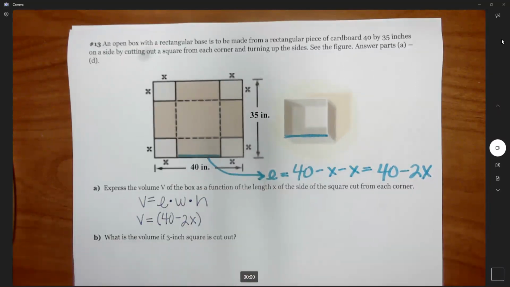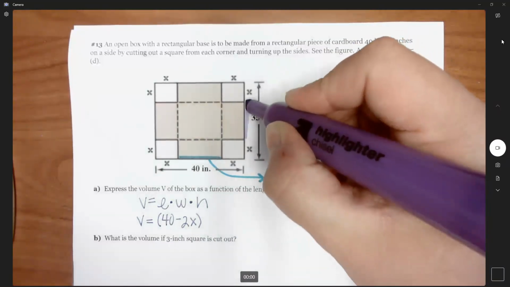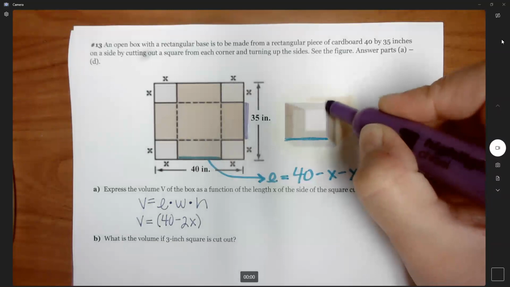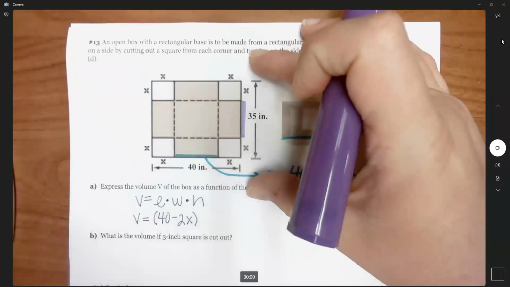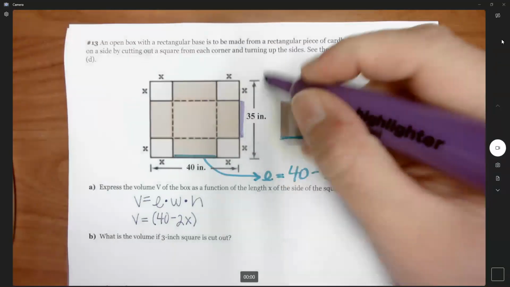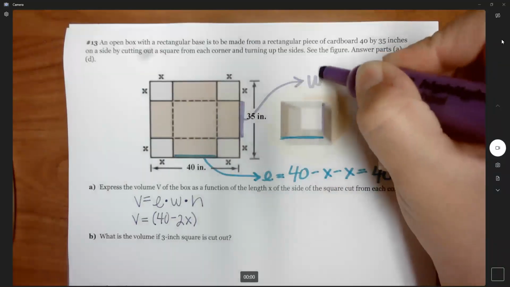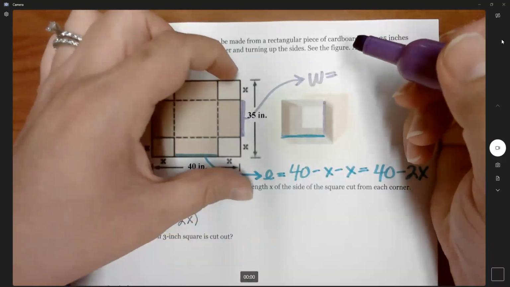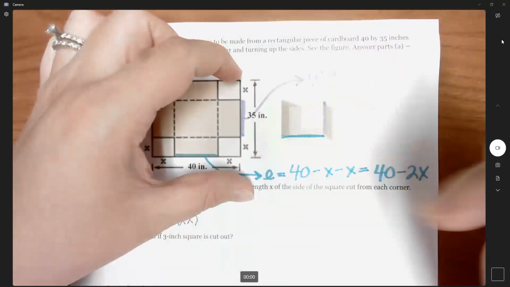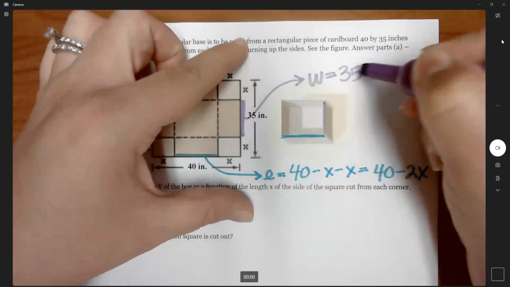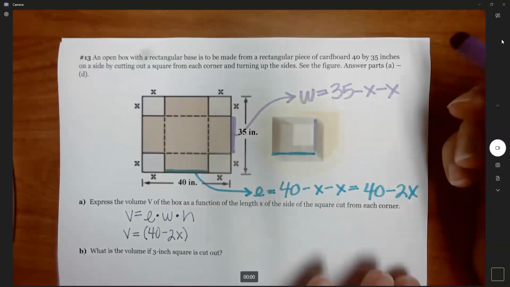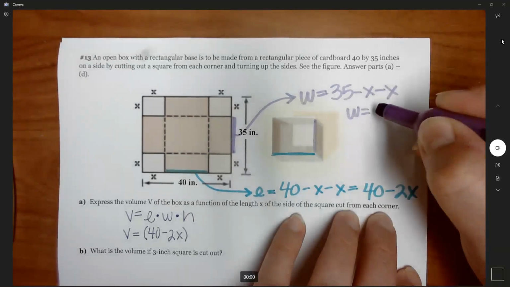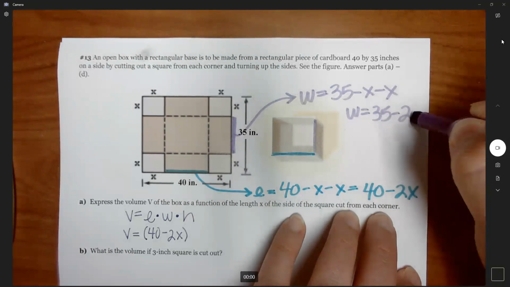Now we need the width. The width is going to be its perpendicular length. Same concept. The whole length is 35, and then we're going to subtract however big we're going to make that square. So 35 minus X, which gives me a width of 35 minus 2X.